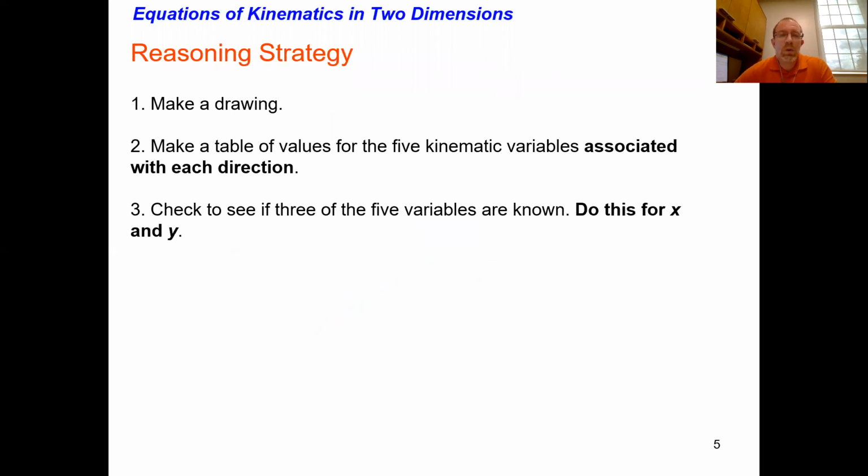All right, well, how are we going to approach these kinds of problems where we've got motion in two dimensions? It's the exact same steps, more or less, that we used last chapter. We're going to make a drawing. We're going to make a table of values for our 5 kinematic variables. But we're going to make 2 different tables: a table for the x direction and a table for the y direction as well. So rather than just the one table that we saw last chapter, we'll make tables for x and y. Really, it's the exact same problem-solving steps.